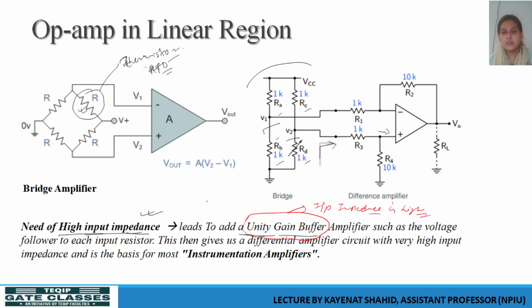Okay, so what we can do is connect a unity gain buffer somewhere here. If we connect a buffer kind of connection, then we can have a high input impedance before the difference amplifier, and that will help us to have a high differential gain, and this kind of requirement actually leads us to make use of the instrumentation amplifier.